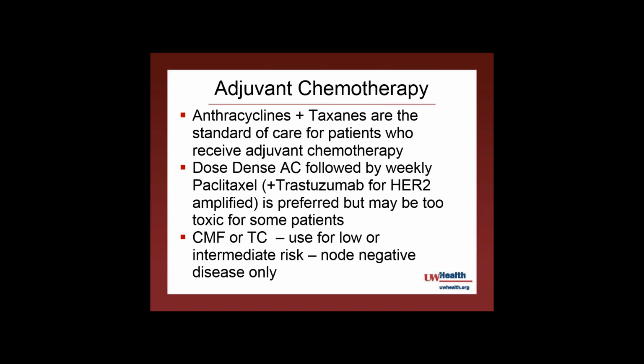Anthracyclines and taxanes are the standard of care for patients who receive adjuvant chemotherapy. Dose-dense AC, doxorubicin and cyclophosphamide, followed by weekly paclitaxel plus trastuzumab for HER2 amplified patients is preferred, but may be too toxic for some patients.